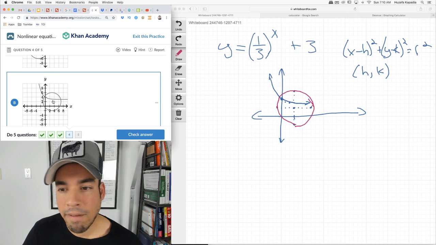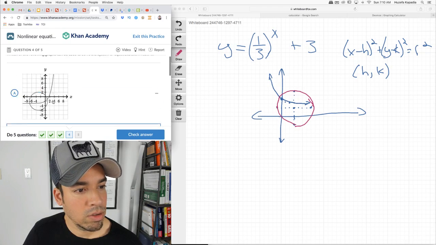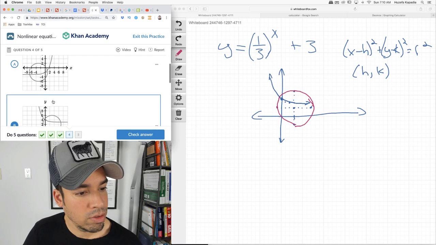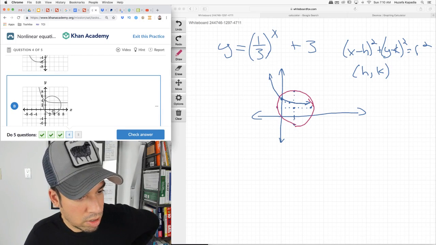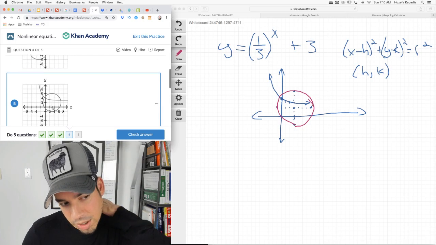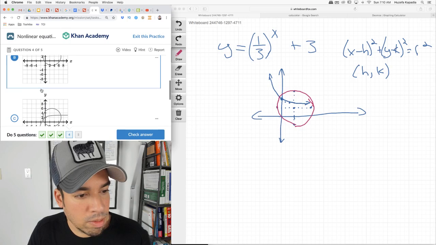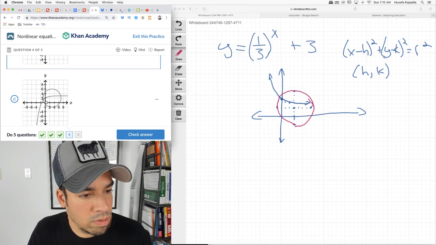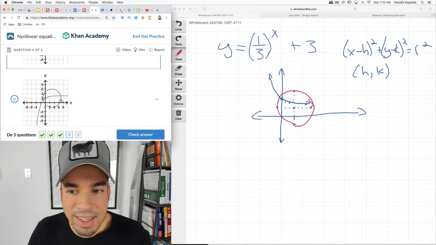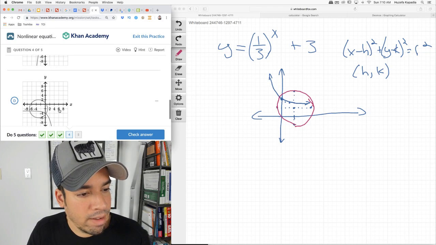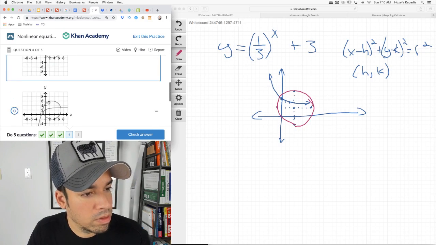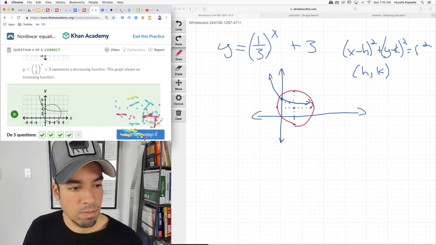Let me, once again, what did I say the center was? (3, 2). Hold on. (3, 2). Yeah, that looks pretty good. And then a radius of 4. Yeah, it's probably B. This one is wrong. Again, I told you it's going to increase as we go off this way, not decrease like that. And this one's totally wrong too. So I think we're good with B.